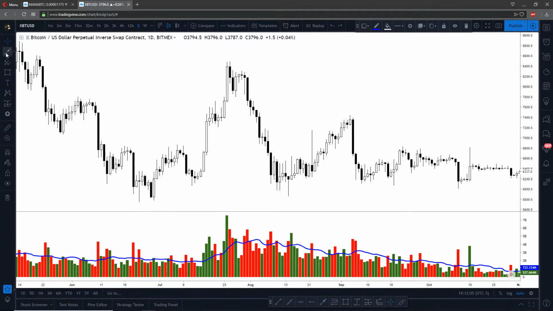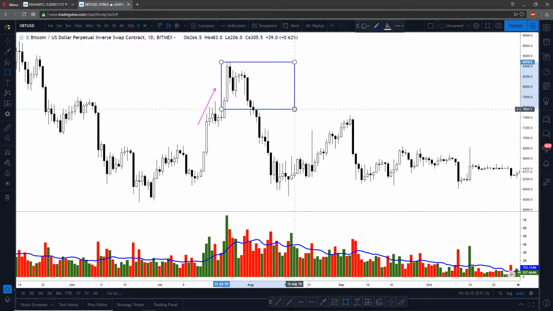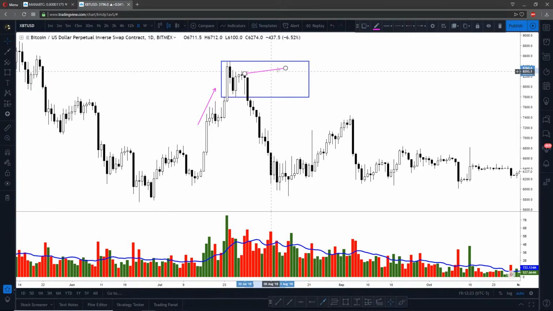So let's look at one that works. Impulse move up. Fractal. Fractal low. Attempt to retest. Failure. High volume. Panic sell-off. The same pattern, repeated again and again and again. Accumulation, distribution. Very, very simple.